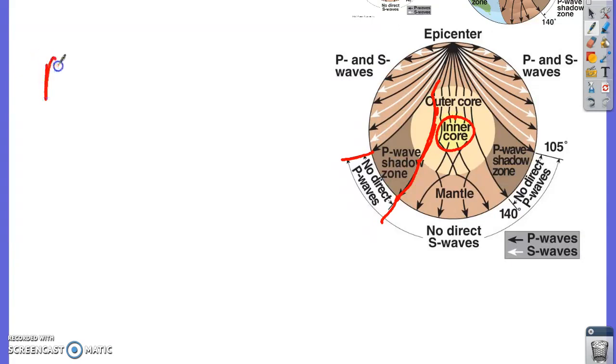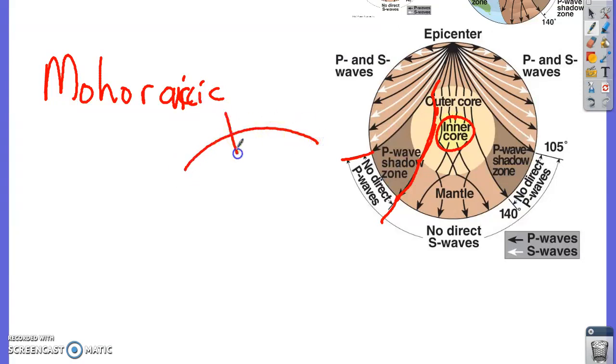Another pattern was noticed by a man named Mohorovičić, spelled M-O-H-O-R-O-V-I-C-I-C. He was a Russian, and he noticed that as these waves were going into the surface, somewhere in this top part, they tended to speed up and go faster.